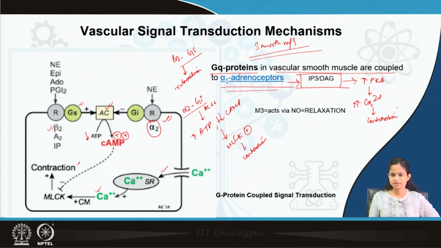Now, in case of vascular smooth muscles, we have M3 receptors. M2 receptors we have seen in case of cardiac muscles, and the action is just binding to the G inhibitory protein. But M3 receptors in the vascular smooth muscles act via releasing nitric oxide. So, nitric oxide is the vascular endothelial relaxing factor which causes relaxation or vasodilatations of the blood vessels. So, this is the mechanism of G protein coupled signal transduction.